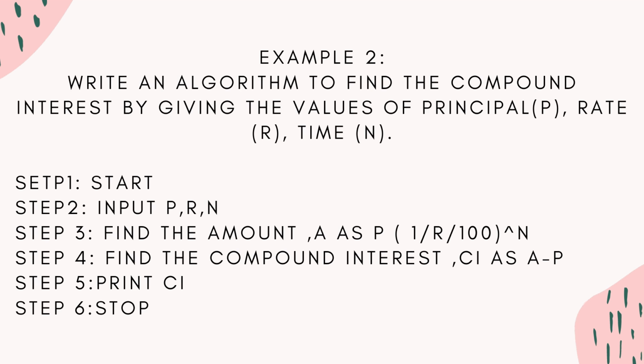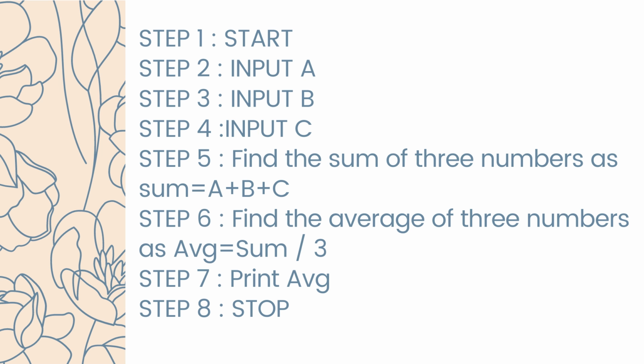Here they have given example 2, and I just want to explain it by comparing with example 1. In example 2, they are asking us to write an algorithm to find the compound interest. In the previous problem, they just gave three numbers, A, B, C, to find the average. We are just writing the algorithm for that.